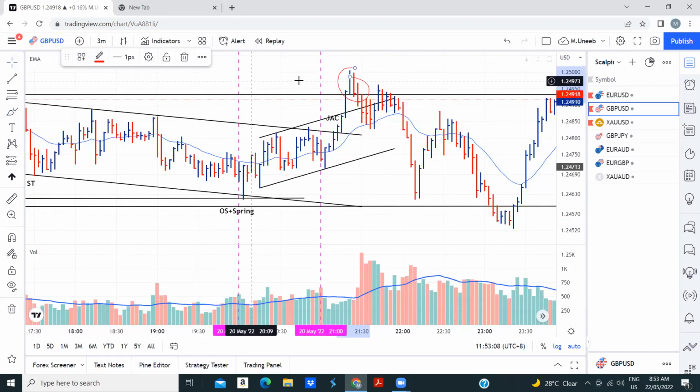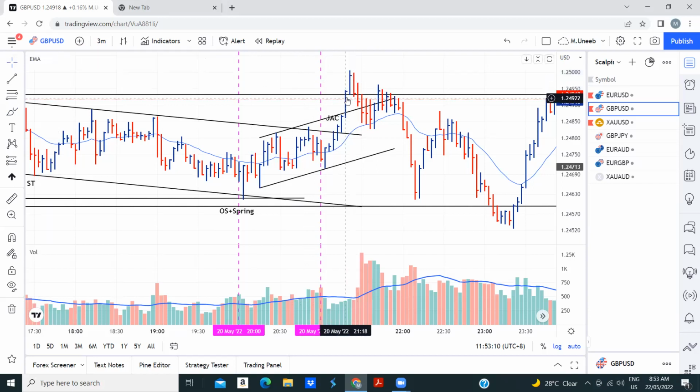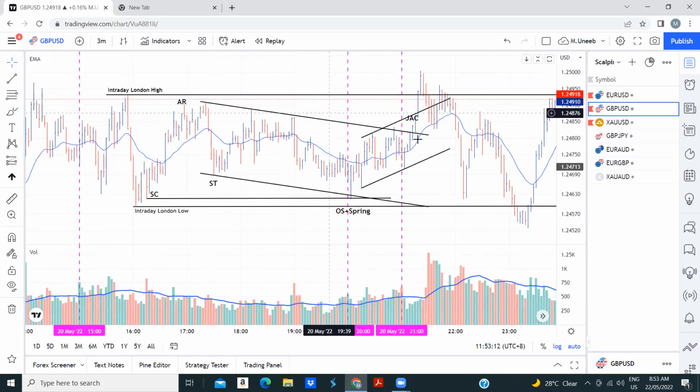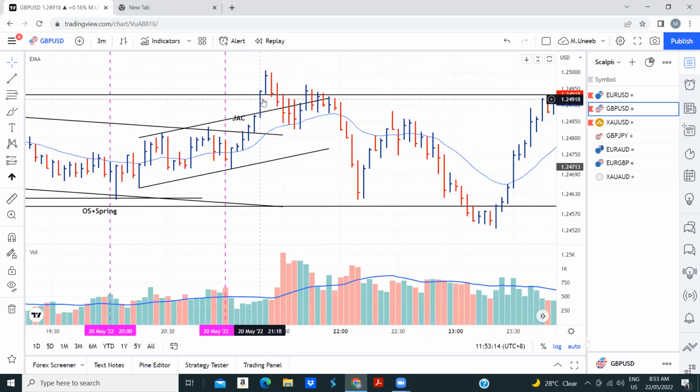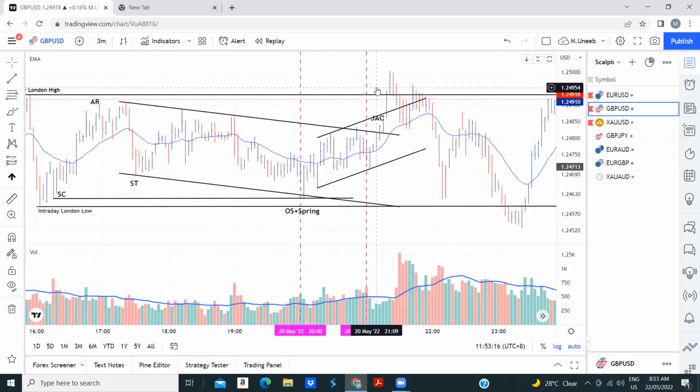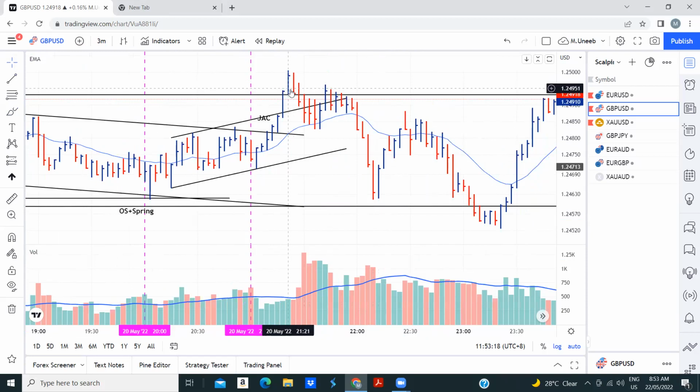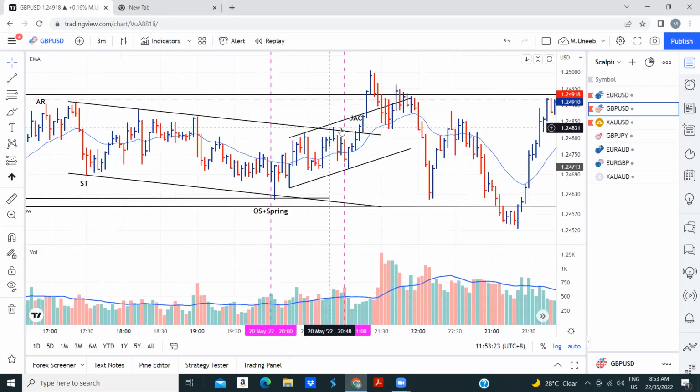Oversold or overbought? Sorry, this one is overbought plus upthrust. Overbought of this channel and upthrust of this intraday London high. Can you see? Right? So upthrust of intraday London high and overbought of this channel.